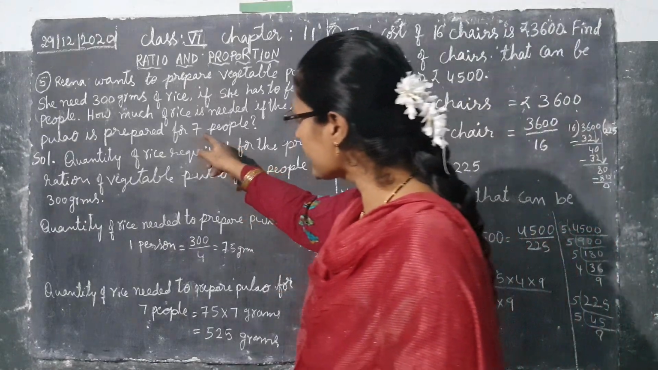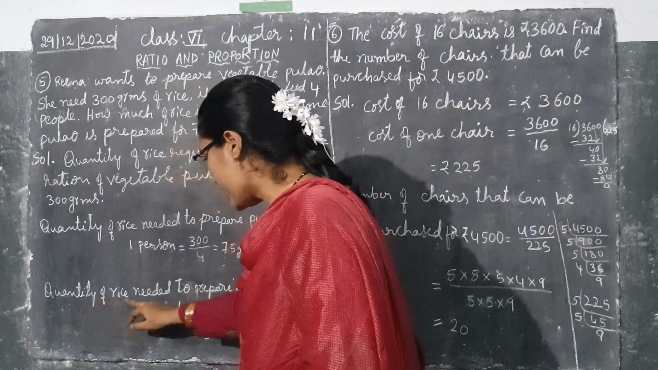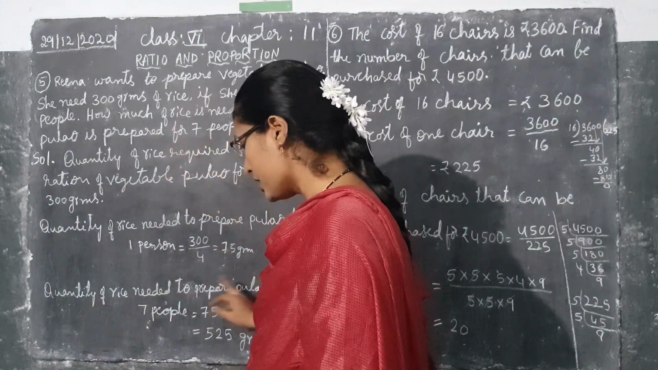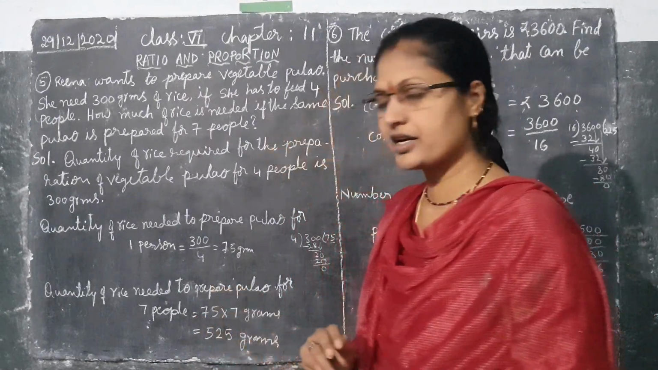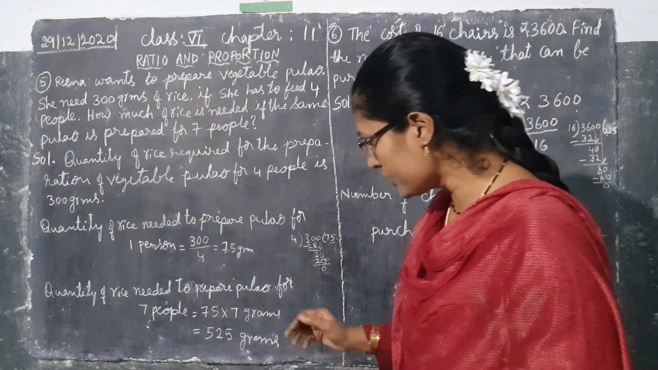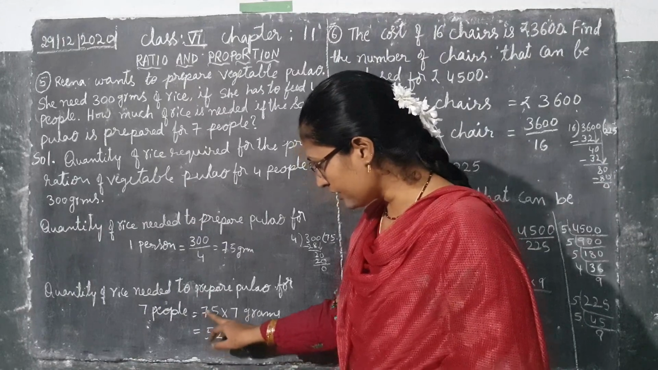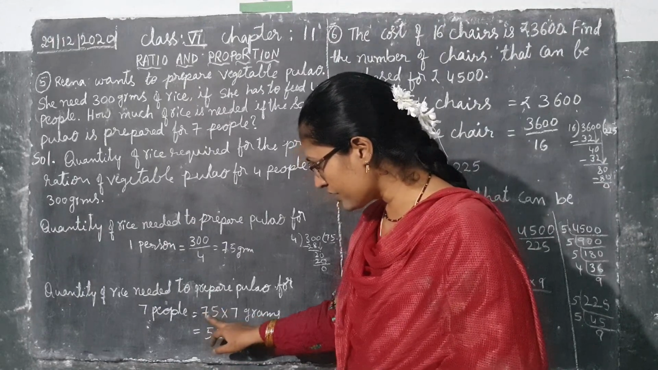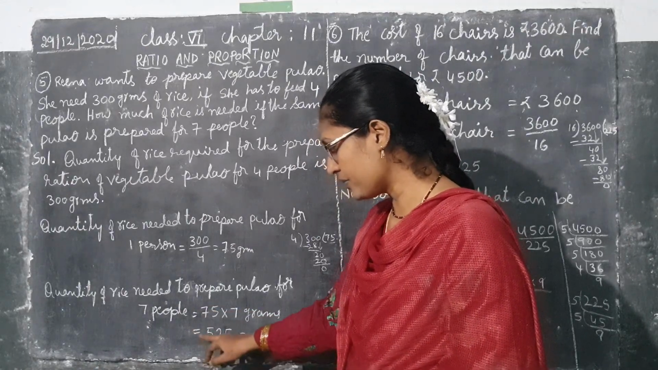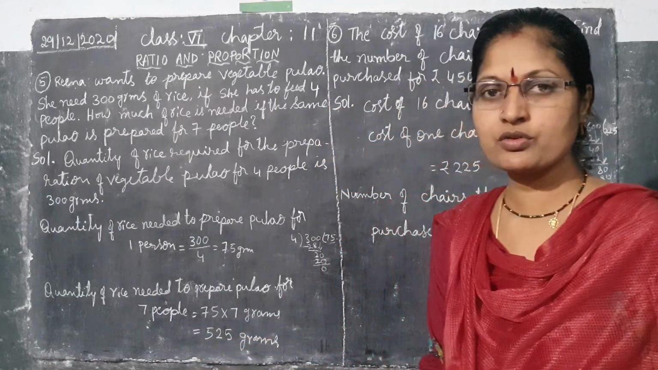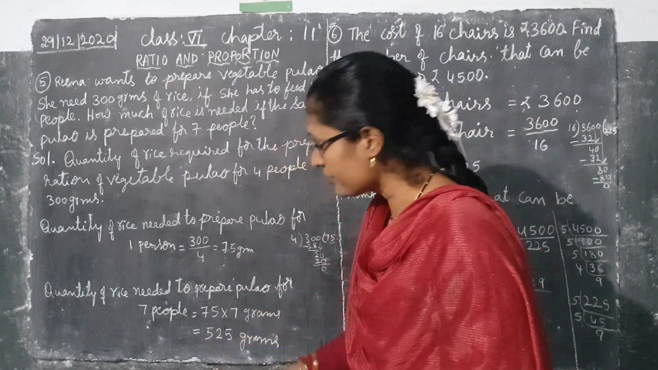Now what are they asking? They are asking for 7 people. Then we have to find the quantity of rice needed to prepare for 7 people. That's why we have to multiply 75 into 7 grams. Then you will get 525 grams. See, 7 5s are 35, 3 carry 5, and 7 7s are 49, plus 3 is 52. For 7 people, how many grams are needed, children? To prepare the vegetable pulao, 525 grams, children.